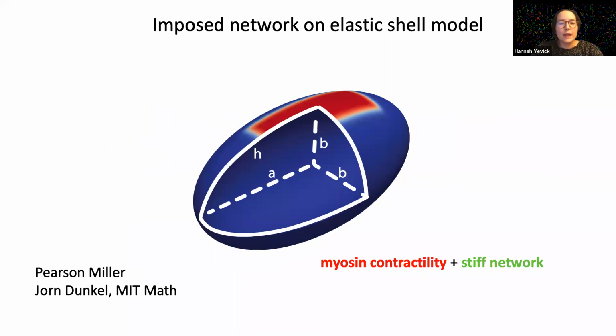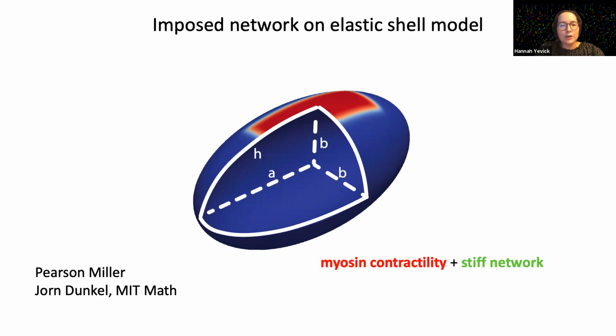So to better understand what mechanical function this straightening or potentially stiffening of the fiber network could have on the folding of the embryo, we collaborated with Pearson Miller and Jorn Dunkel in the MIT Math department to make a mechanical model of the folding embryo. So the embryo is modeled as an elastic shell where myosin contractility is modeled by altering the preferred curvature of the shell in a rectangular patch on the shell surface, as you can see here in red. And that causes the shell to bend inward in this region.